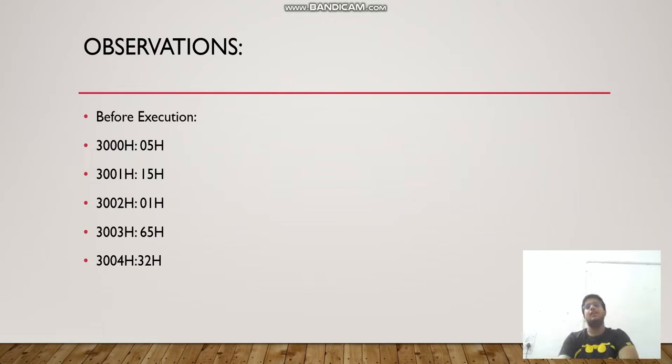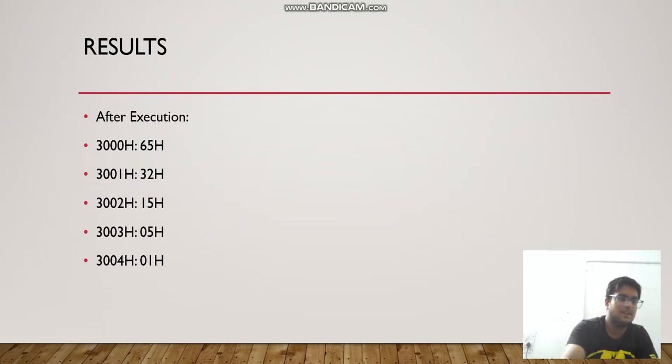The observations: here we took 3000h as 05h, 3001 as 15h before execution of this program, and 3002h as 01h, 3003h as 65h, and 3004 as 32h. Executing one by one, first it will check 05h and 15h. If the first number is greater than the second, it would not swap them, otherwise it swaps, and the process goes on and on. After this, the final result will be shown as the descending order of these numbers, that is 65h, 32h, 15h, 5h and 1h.